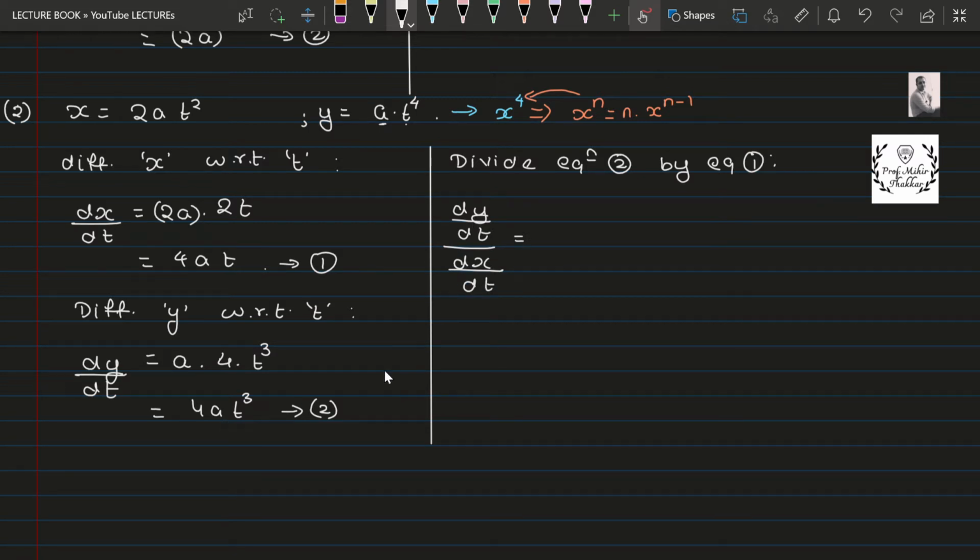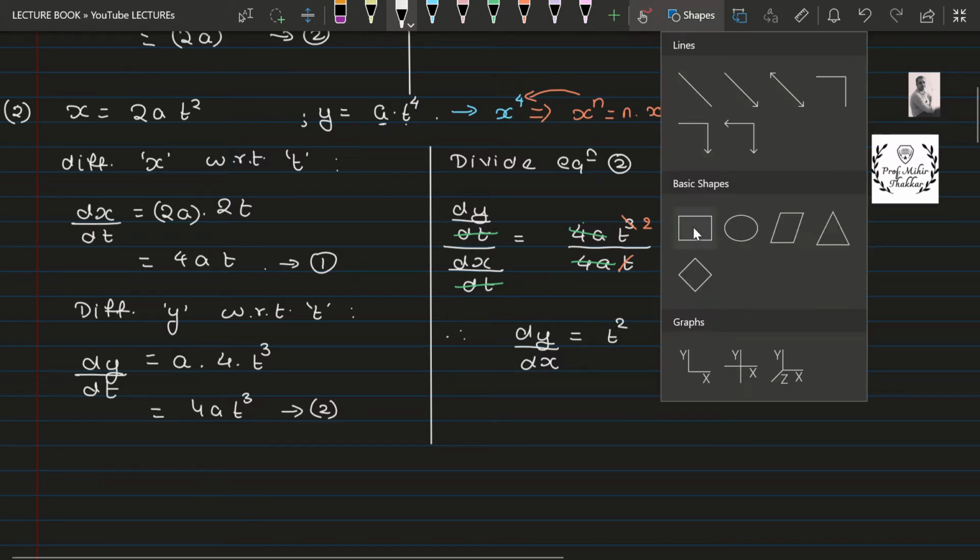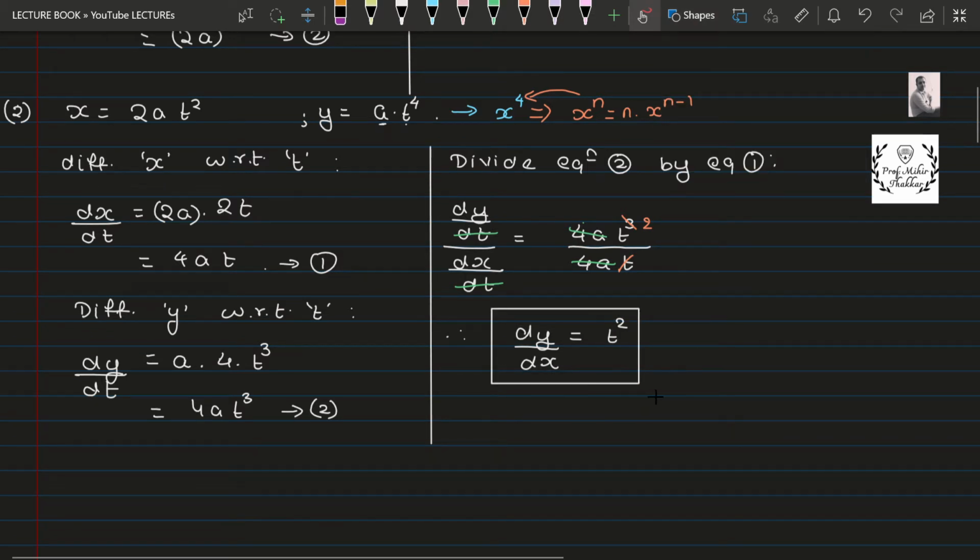Now what is dy by dt? It is 4at raised to 3. What is dx by dt? It is 4at. So students, dt and dt will get cancelled off. 4a and 4a will also get cancelled off. And we are left with the power 2. And therefore, my final answer comes out to be dy by dx is equal to t to the power 2.